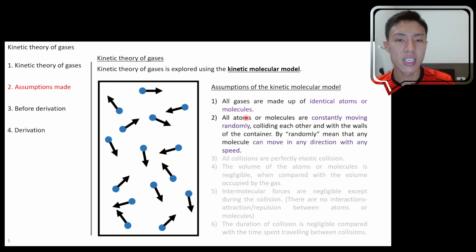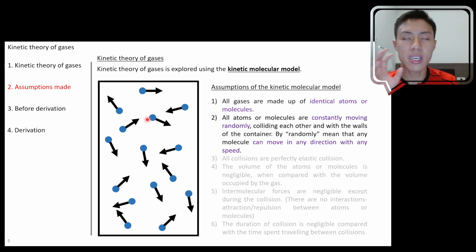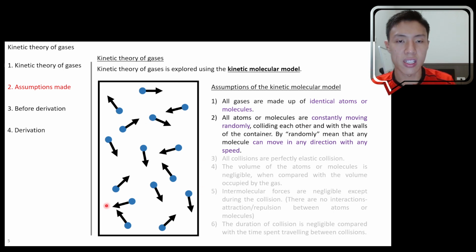Okay, next, all atoms or molecules are constantly moving randomly, colliding with each other and with the walls of the container. As you can see here, I've already sketched the diagram in which you can see all particles moving in different directions. The direction is actually random. Some particles will be moving to the left, some particles will be moving to the right. It's totally random. When the particles are moving around, they'll be colliding with other particles that are also moving around, or they can collide with the wall of the container as well.